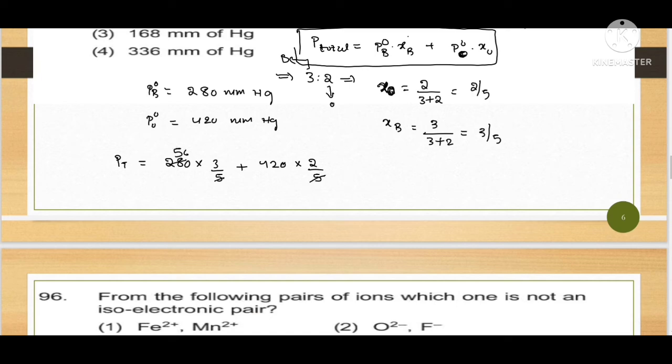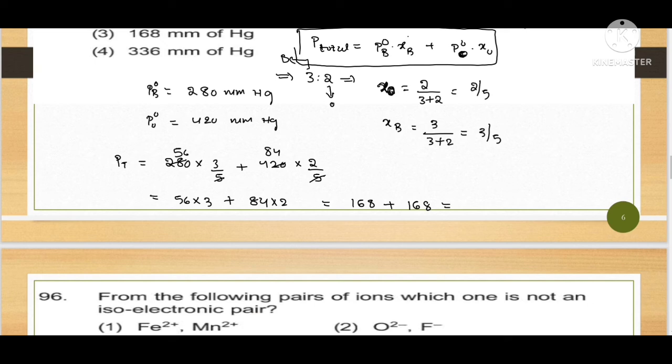Then it becomes 56 into 3 plus 84 into 2. 56 into 3 becomes 168, plus 84 into 2. It also becomes 168.